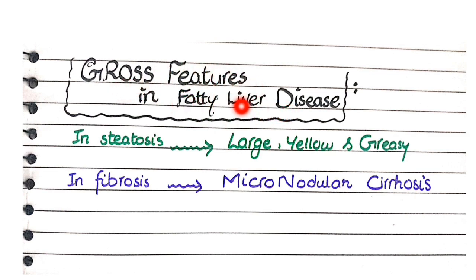So in fatty liver disease, in the earlier stage of steatosis, the liver appears large, yellow and greasy. Why does it appear large? It appears large due to the accumulation of fat. And why does it appear yellow and greasy? Again, it is logical that it is due to the accumulation of fat. Now in the stage of fibrosis, you see micronodular cirrhosis, as I already discussed, that the nodules in fatty liver are small in size, less than 3 mm or less than 0.3 cm, that are known as micronodular cirrhosis or Laennec cirrhosis. So this concludes the pathological features of fatty liver disease.